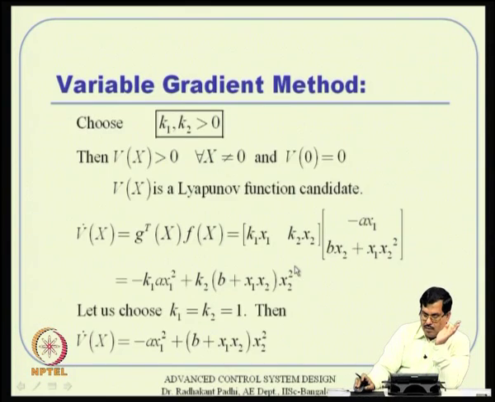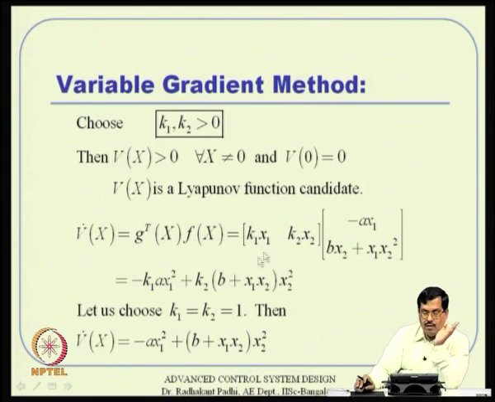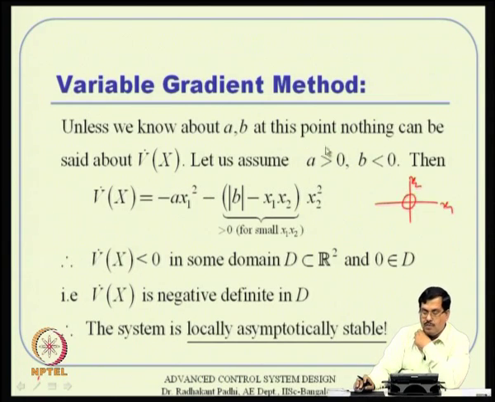Then we carried out this algebra and got V of x like that, and it satisfies the property that V of x wants. But to conclude something about V dot of x, we had to make further assumptions, where you assumed K1 K2 1, and also assumed that A is positive and V is negative. Under those assumptions, it turns out that V dot is negative in some domain D which contains the origin, and hence the system is locally asymptotically stable.